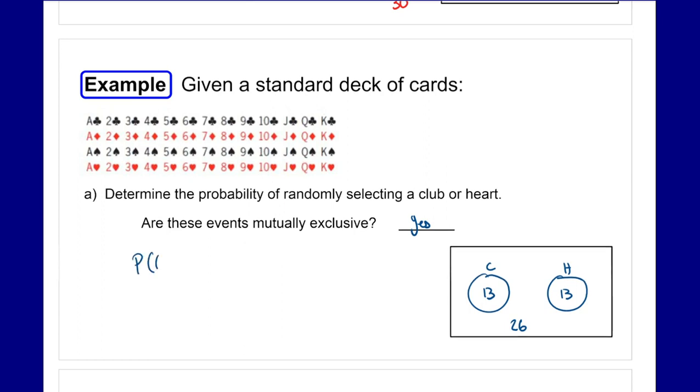So the probability of a club or a heart is equal to the probability of a club plus the probability of a heart. 13 out of 52 plus 13 out of 52 equals 26 out of 52, or 0.5, or 50%.